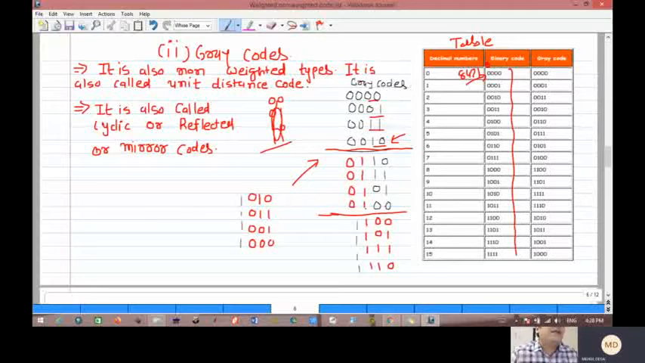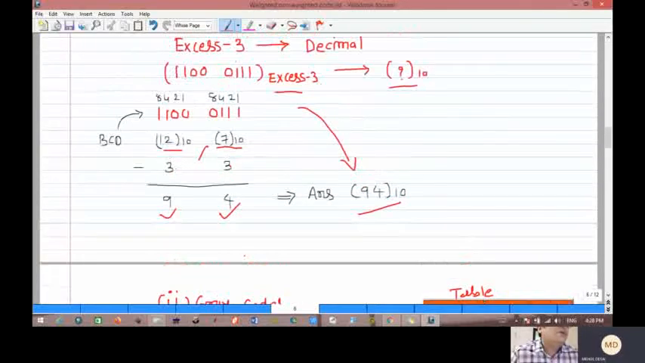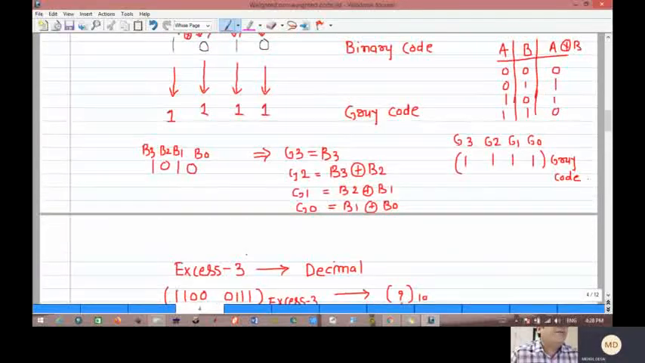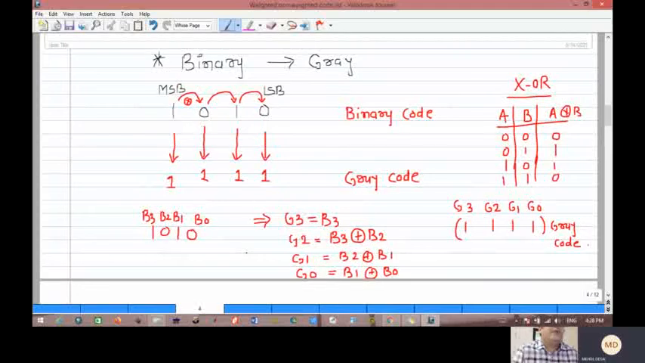But what is the mathematical expression? How do we convert binary code to Gray code? Let us take one example. Suppose first a binary code to Gray code conversion. Suppose 1010 binary, which is the decimal value 10. We know it is 8421, so 1010 is 10. Now for binary to Gray code conversion, this one is the LSB, the least significant bit, and this one is the MSB.